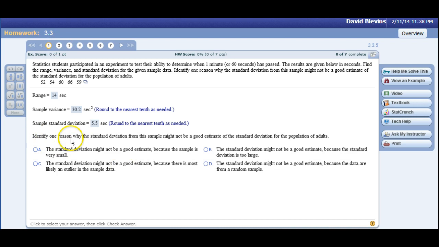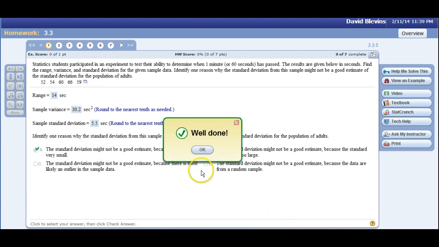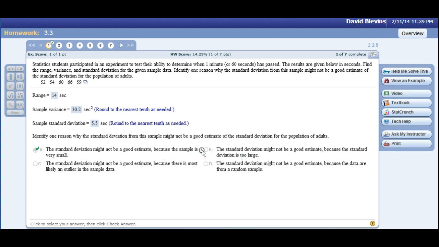Alright, and then identify one reason why the standard deviation for this sample might not be a good estimate of the standard deviation for the population of adults. Alright, if you read these, standard deviation might not be a good estimate because the sample is very small. We only have 5 data points here. So there's our reason why we wouldn't want to use that sample standard deviation to predict the population deviation. Alright, on to the next one.